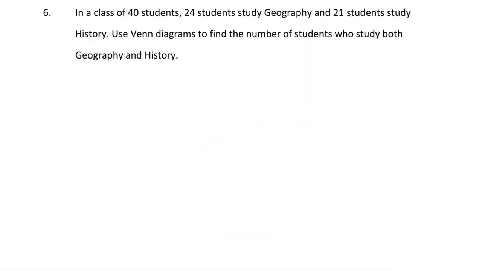Question number 6. In a class of 40 students, 24 students study geography, 21 students study history. Use Venn diagram to find the number of students who study both geography and history. Okay, so for this one, first let x be students who study both geography and history. Then 24 minus x is going to equal students who study geography only. And 21 minus x is going to be students who study history only.